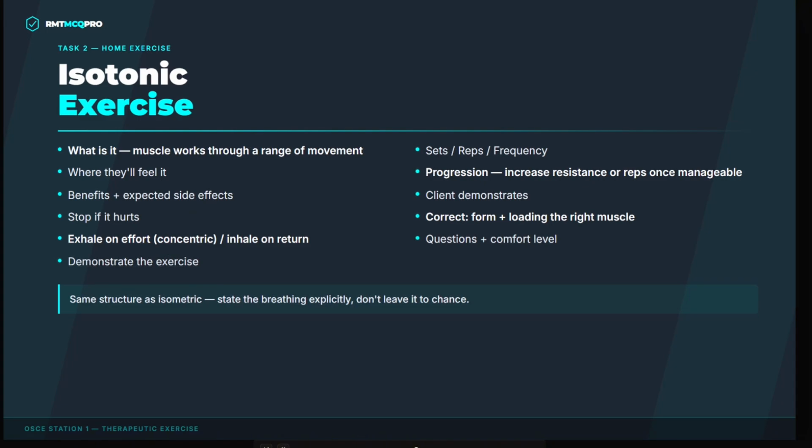For breathing, cue them to exhale on the effort, the concentric phase, and inhale as they lower it. This is the natural breathing pattern for isotonic exercise and is worth stating explicitly rather than leaving it to chance. Demonstrate the exercise. Again, sets, reps, frequency. Give a brief progression. For instance, increase the resistance or the reps. Have them show you. Watch their form and whether they're loading the right muscle. Correct them if you need to. Ask them if they have any questions and whether they're comfortable to do that at home.